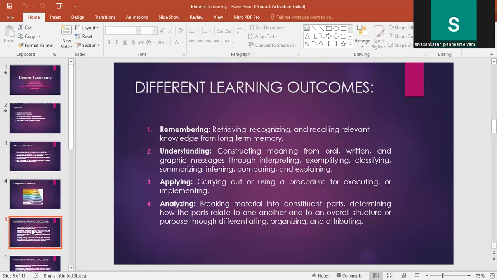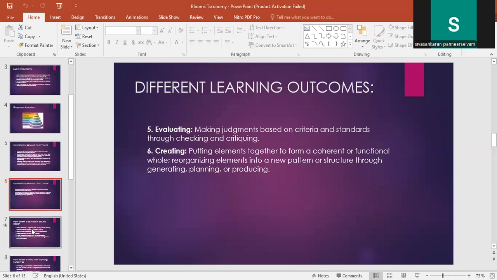The next one is applying. After understanding the concept, the student will try to test or execute it by applying the idea in real-time projects. And the fourth one is analyzing. After getting the results from the project, we will try to analyze the output at various levels, and how to further improve in future.